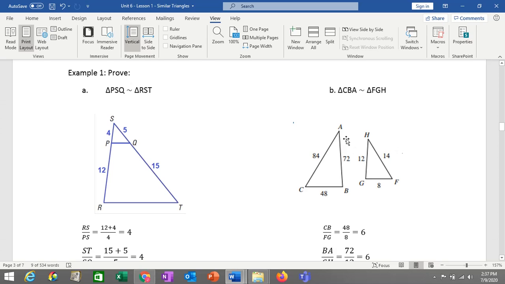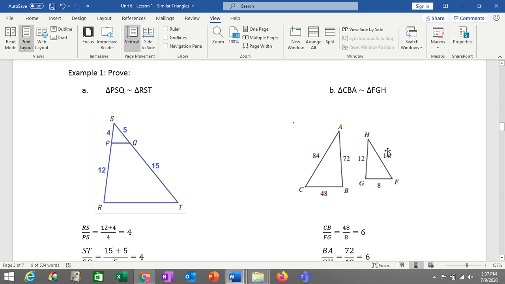You could tell that because if you look at the triangle on the left, side AC is your longest side, right? You have 84, 72, 48. This is your longest side. In this triangle, HG is not your longest side. It's HF that is your longest side. So we know that HF actually matches up with AC, right?